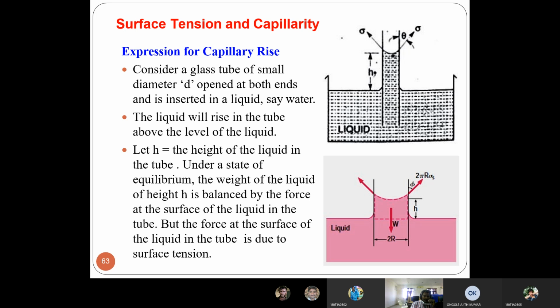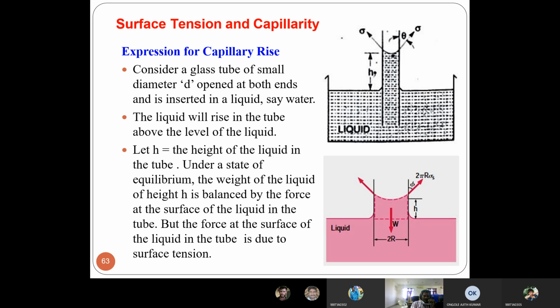Once we dip the glass tube into the liquid, what is happening? The water level in the tube is rising over the general level of the liquid. And the water inside the tube will have a concave surface. Along this length, surface tension is acting. This is the line of action of the force. The angle between the glass tube and the line of action of force is theta. You just assume. And this is the capillary rise, or height of the liquid level in the glass tube.